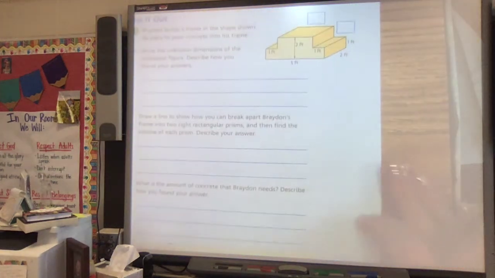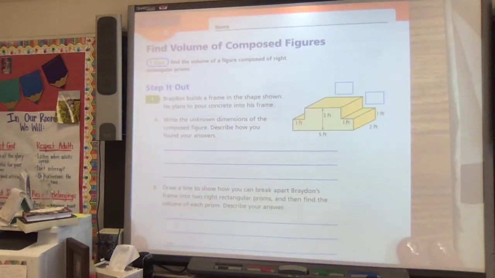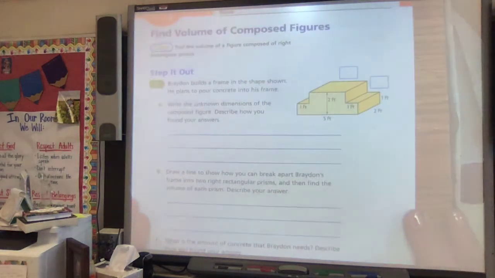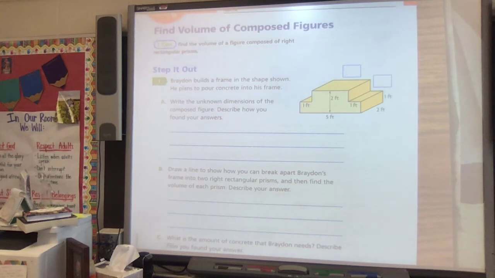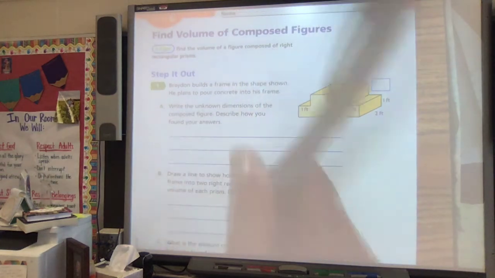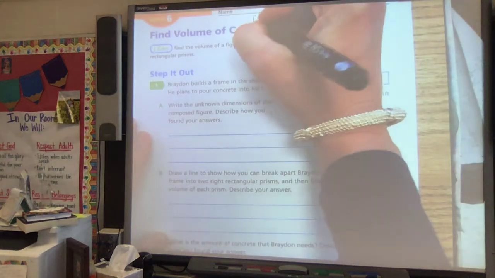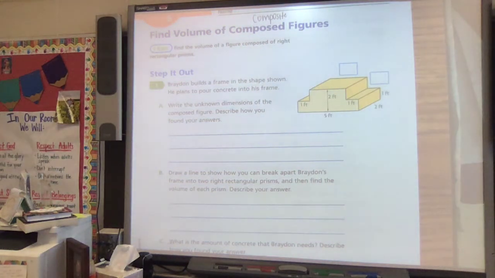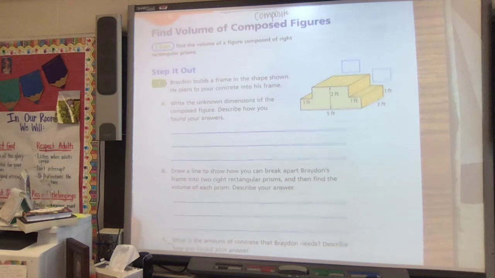Alright, boys and girls, today we are going to do lesson 6. And this is on page 117 in your book. And this is our lesson on finding the volume of composed, and sometimes it's called composite figures. You will hear them called different things.